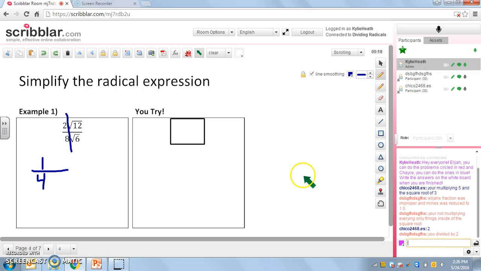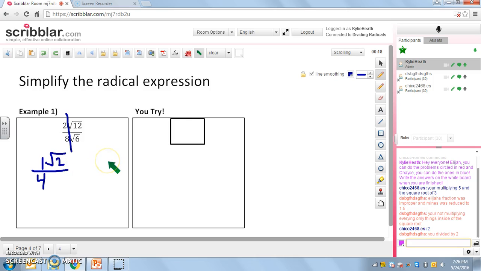Very good, Chase. Okay, next thing I need to take a look at are these square roots. So whenever you have something inside square roots and it's written as a fraction, you're still dividing those. So square root of 12 divided by the square root of 6 turns out to be the square root of 2.